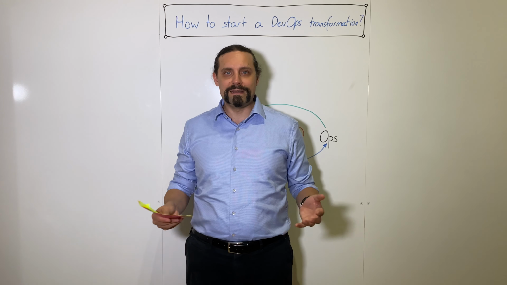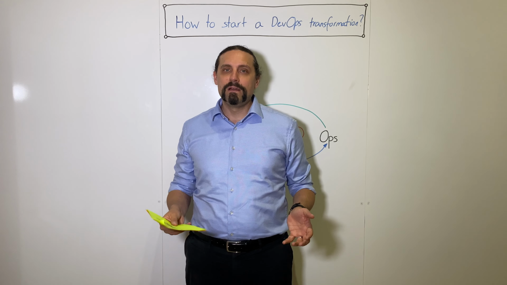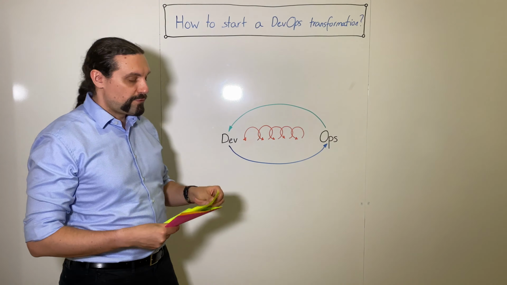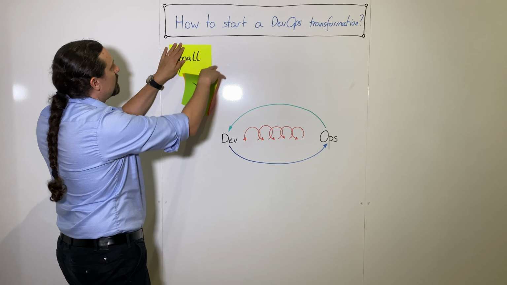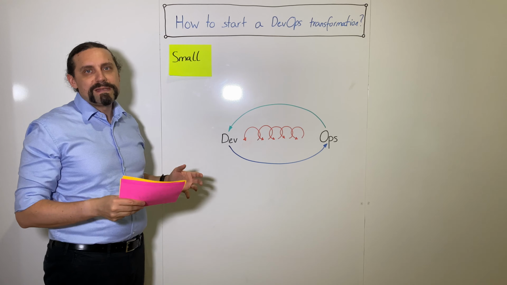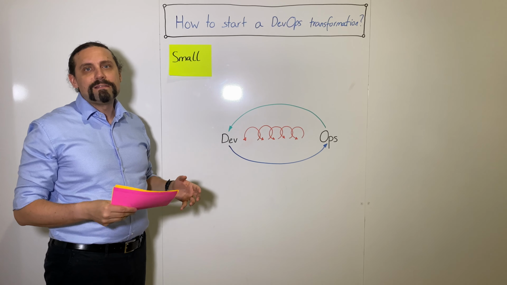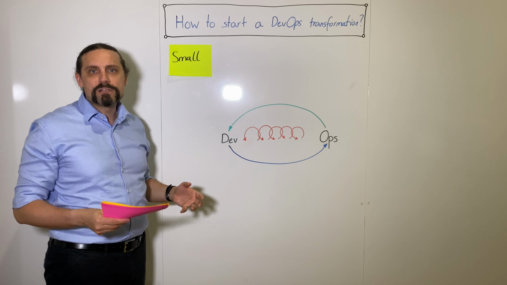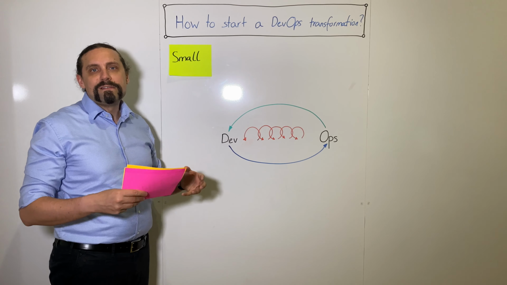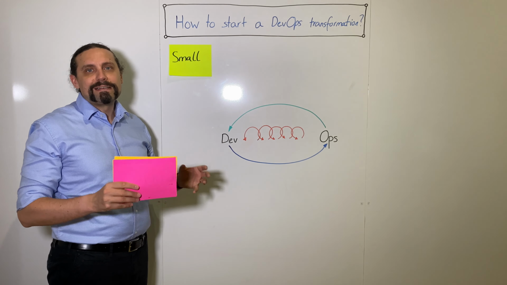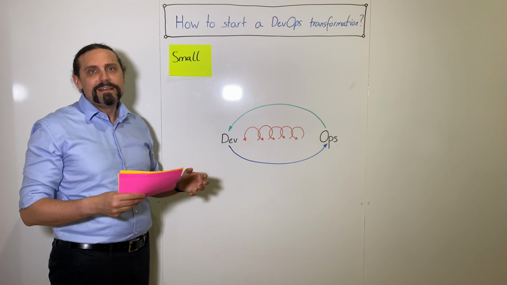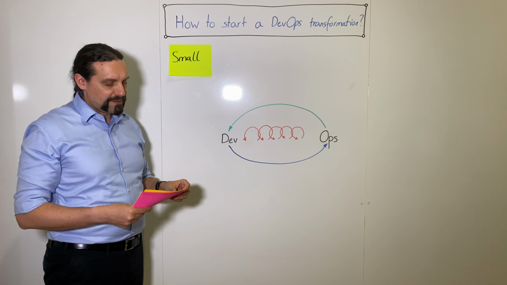How to start a DevOps transformation. First of all, you want to select the right project. Select a project which is small to mid-sized. Why? Because with a small to mid-sized project you don't get into too much politics, decision making gets easier, and also everything around that project doesn't get paralyzed too much. If you select a project that is too big, it gets very difficult.